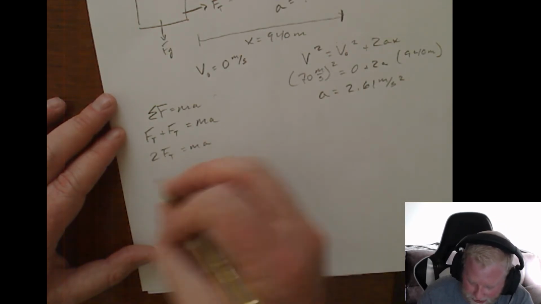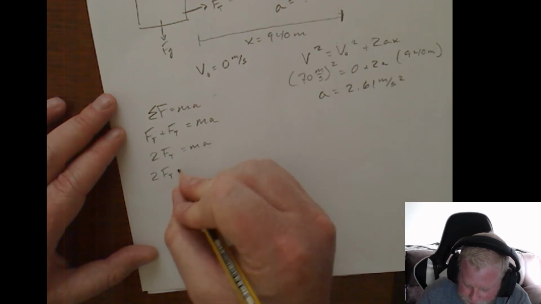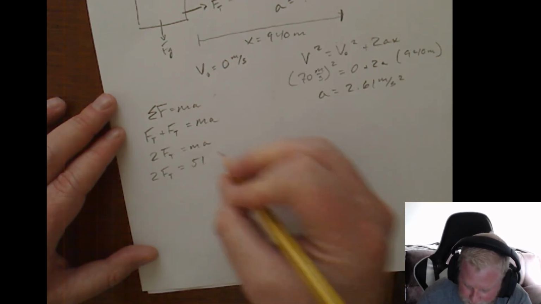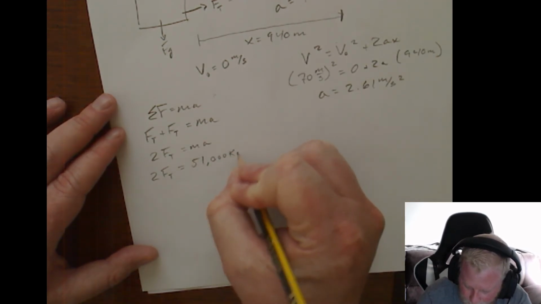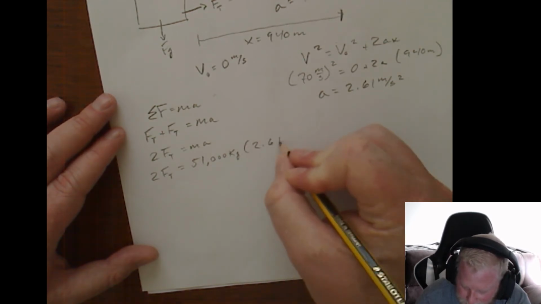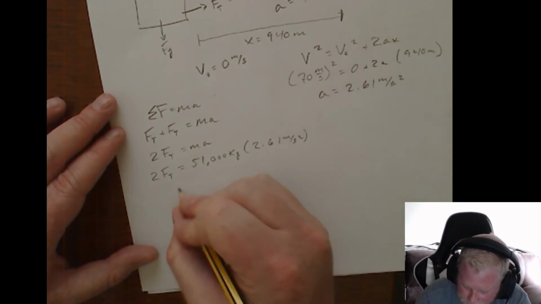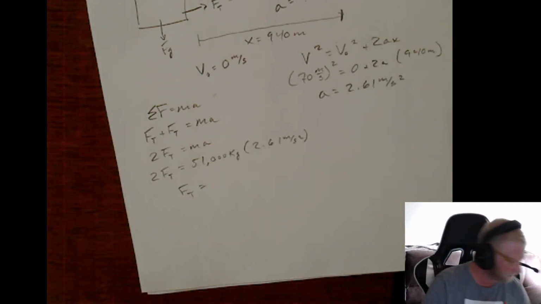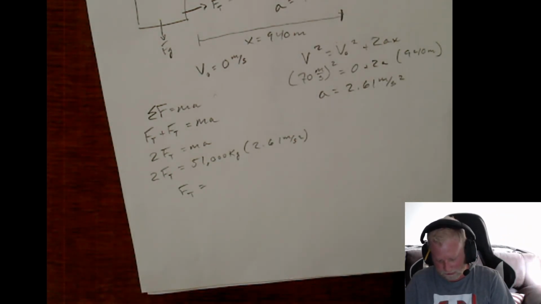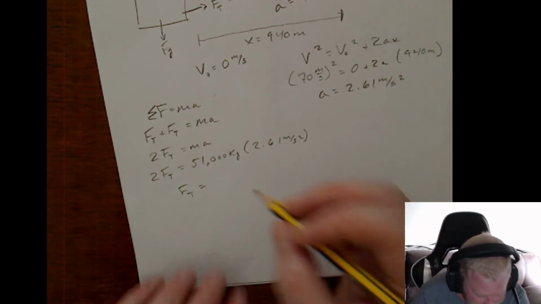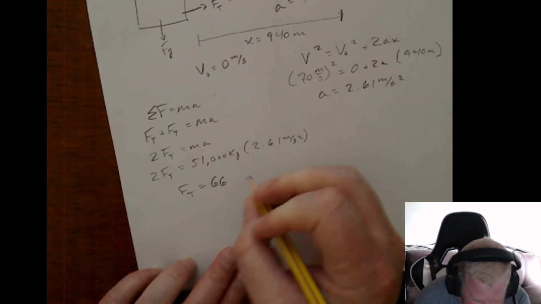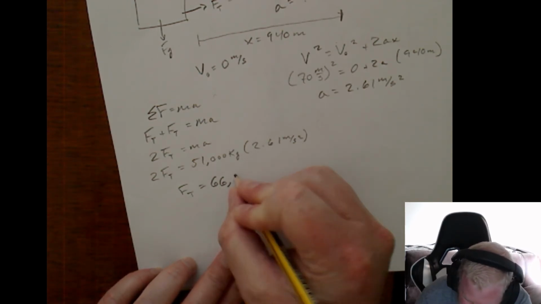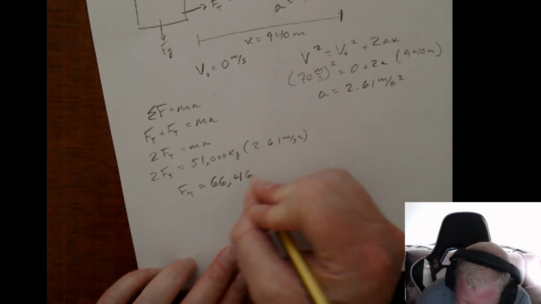Now I can plug everything in. 2 times our unknown thrust force for each engine is equal to that 51,000 kilograms times our acceleration of 2.61 meters per second squared. So 2.61 times 51,000 divided by 2 gives us a thrust force for each engine of 66,463 newtons.